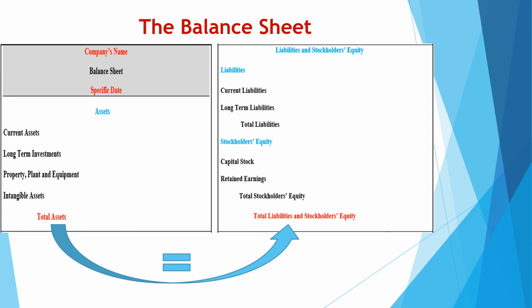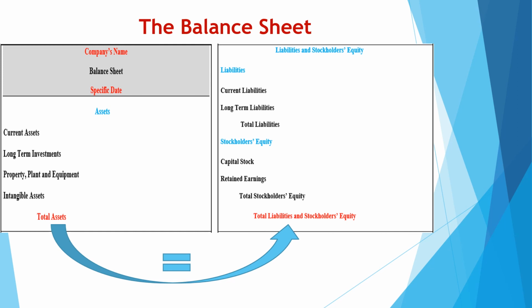Let's have a look at the form of the balance sheet. We start with the title, which is a little bit different here. We start with the company name, then balance sheet, then a specific date. For the specific date, we write only the date, for example, December 31.